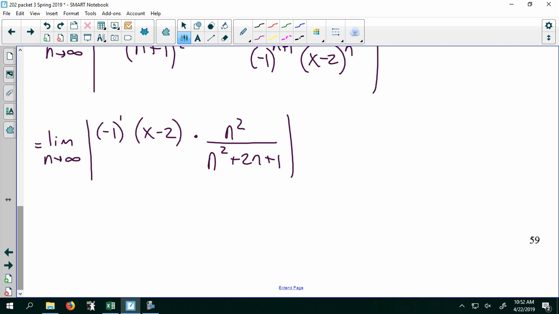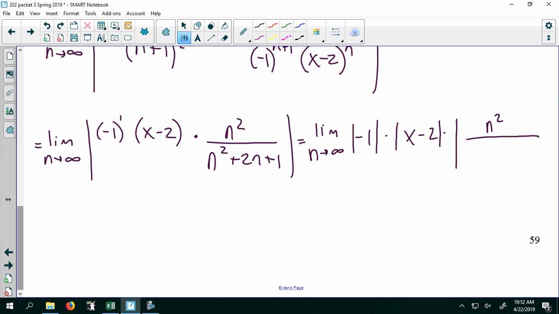All right, so I'm taking the limit as n goes to infinity. So the only thing that's sort of changing in here is n's. So x minus 2 I can treat as a constant. So I can take the x minus 2 out of the limit. But this is actually absolute value. So I'm just going to do a real quick limit as n goes to infinity. Take the absolute value of each piece. The absolute value of -1 times the absolute value of x minus 2 times the absolute value of n squared over n squared plus 2n plus 1.